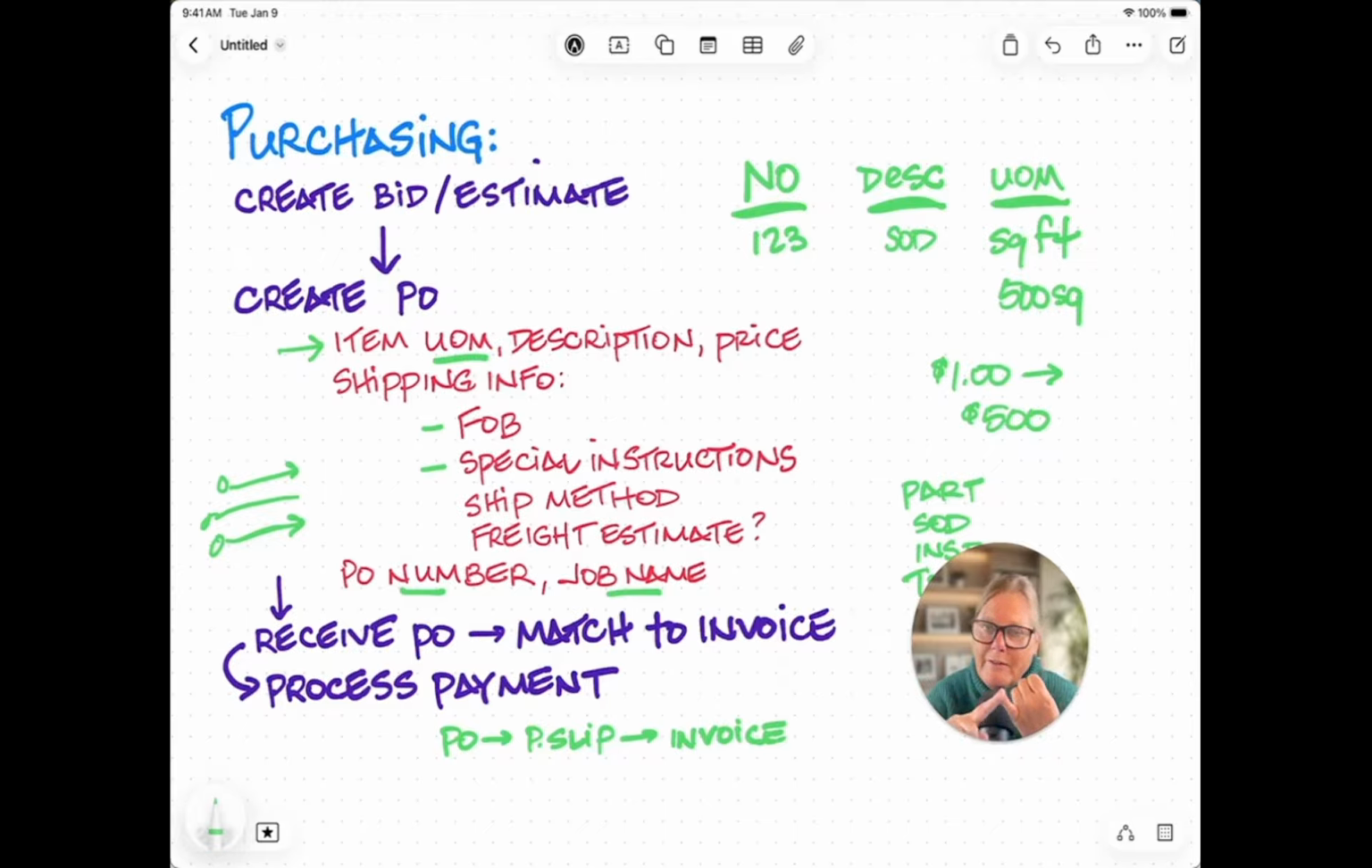So you want to make sure you have a way of being able to create a very detailed and thorough estimate. It's the itemization that counts.